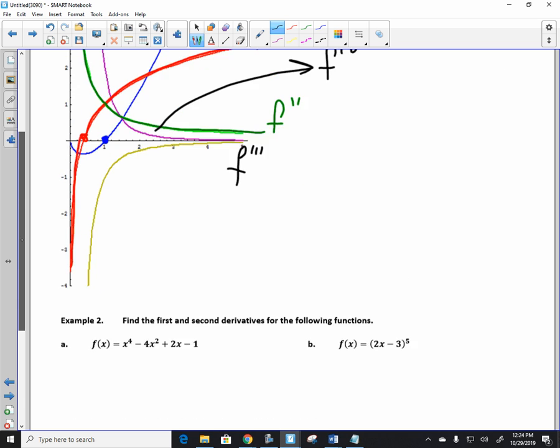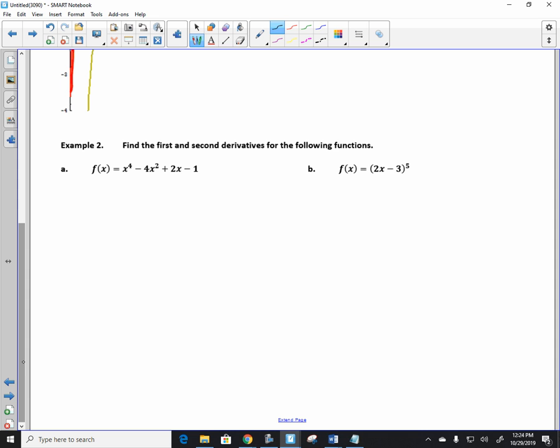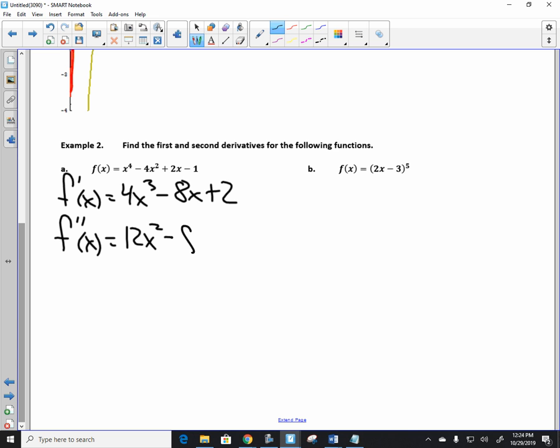All right. Good work. Find the first and second derivatives of the following functions. No big deal. F prime of x. What's the first derivative? 4x cubed minus 8x plus 2. What's F double prime of x? 12x squared minus 8. No big deal, huh?